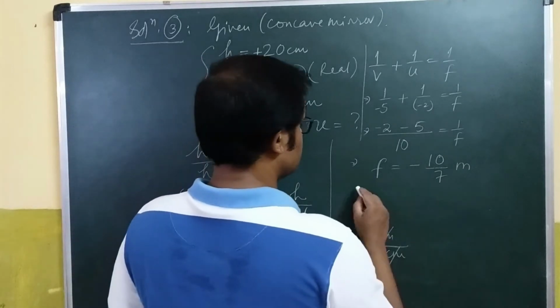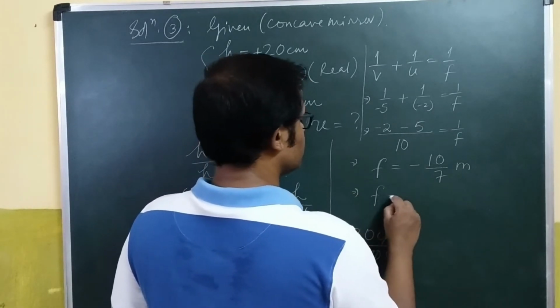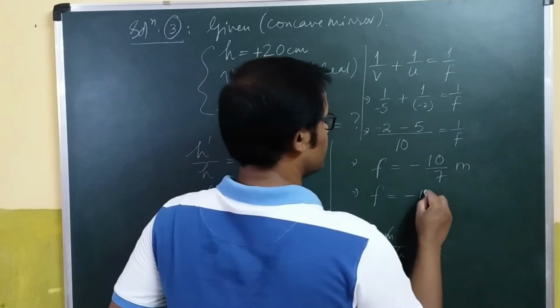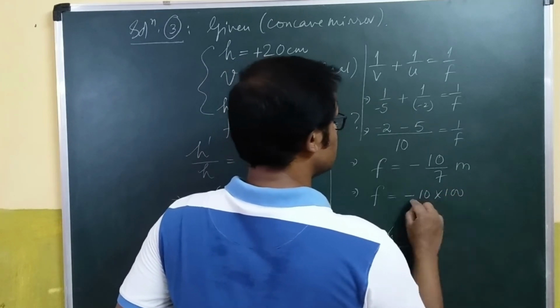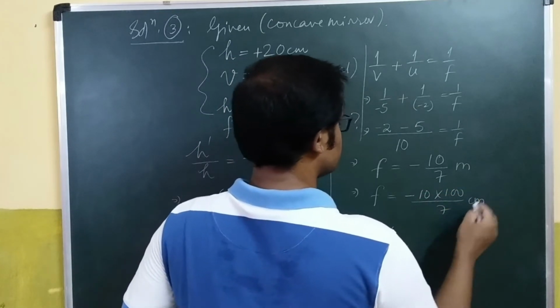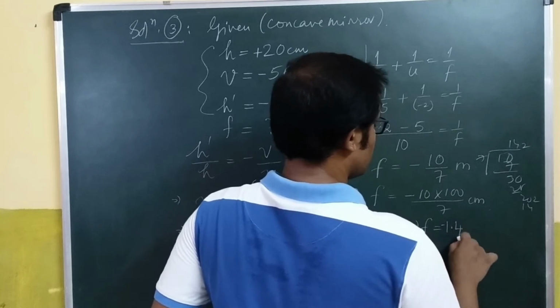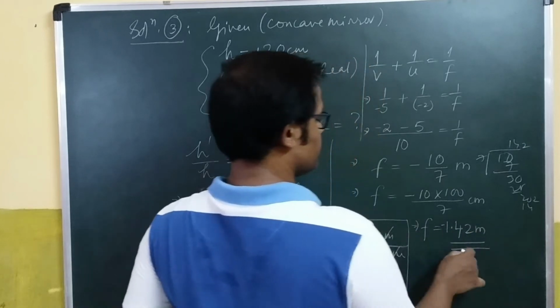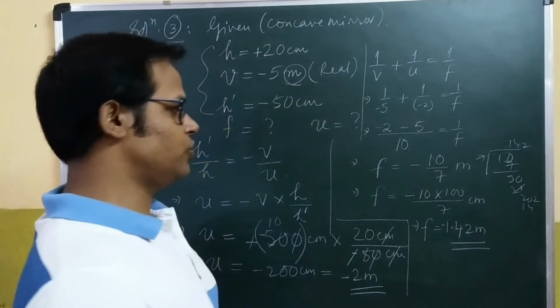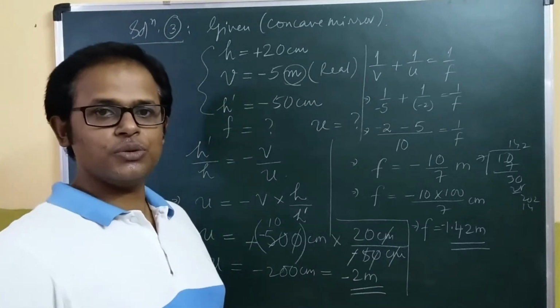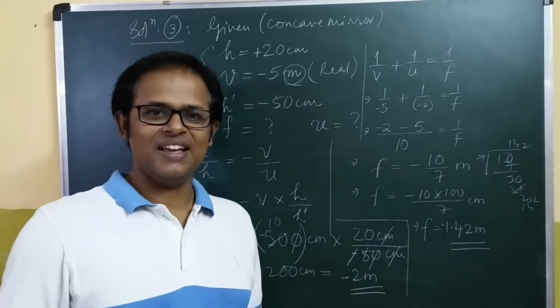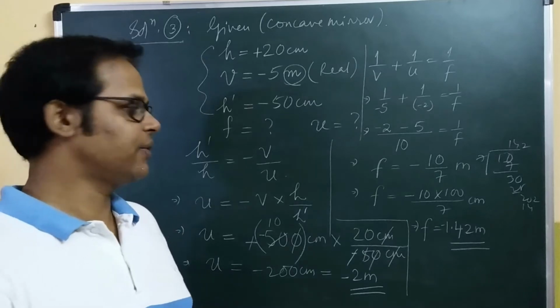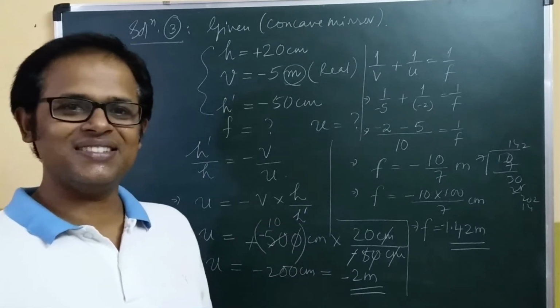You could have left it this way also. Or if you wanted to convert, definitely we can convert into 10 into 100 by 7 centimeters. Minus 1.42 meters, which is almost equivalent to 14.2 centimeters. Alright, hope I'm clear in this question. Please note it down. Thank you.